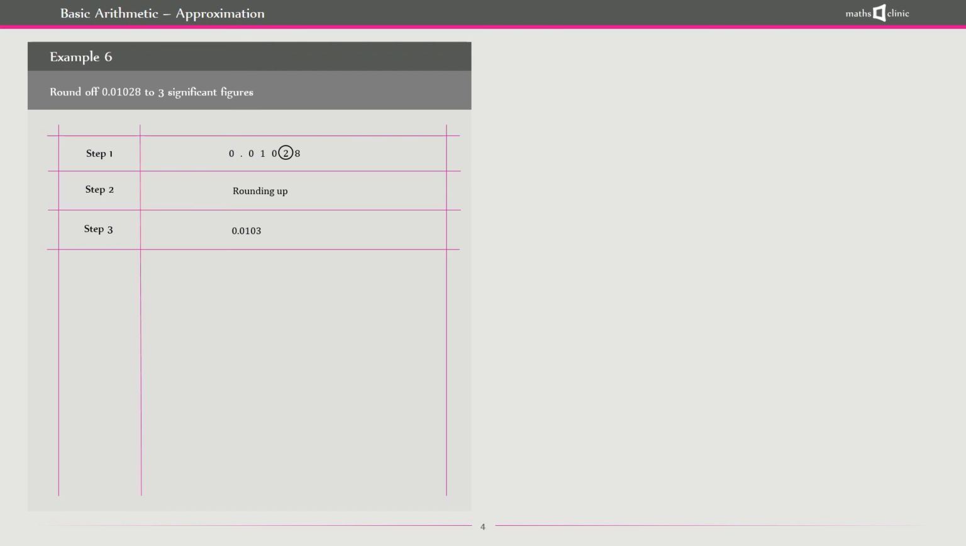That's all for approximation. We've learned what approximations are about. We've learned how to round up, how to round down, the conditions for rounding up and rounding down, identifying the right place value. We've learned to round off to a given number of decimal places, and we've learned about significant figures. Very interesting concept, significant figures.